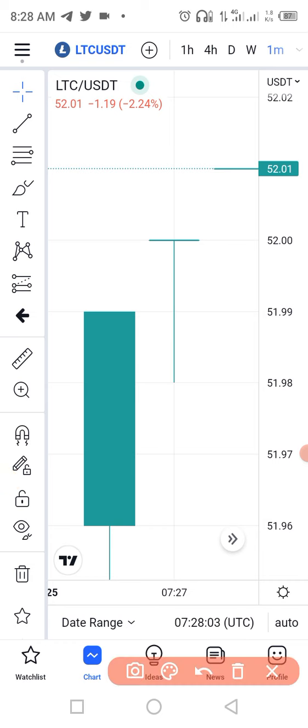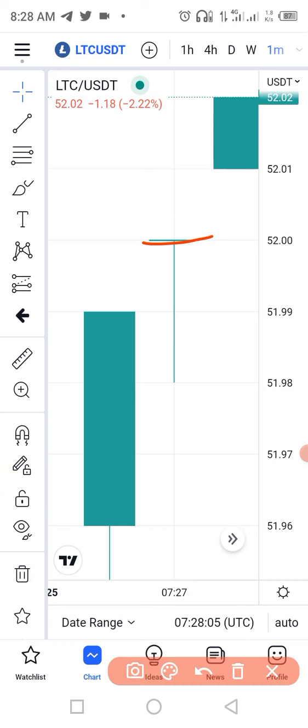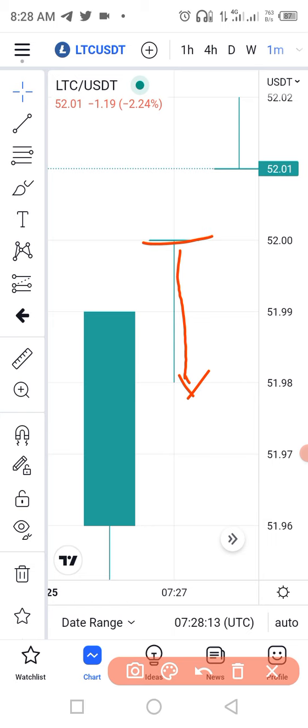When it opened around here, the pressure was too much, so the sellers were in control. The sellers pushed the price to this particular region, but then they could not really sustain it. They did not have enough momentum to sustain it. Hence, the price returned back to the place that it opened. Okay, so that's just it.